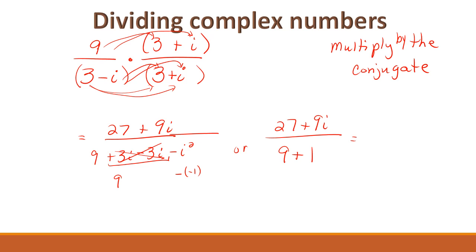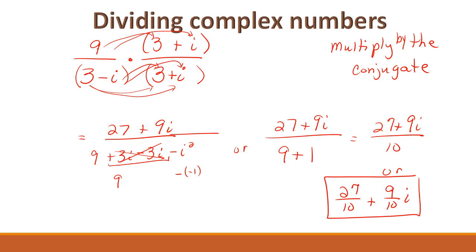Now this is really 27 plus 9i all over 10. To be in the proper a plus bi format, we need to separate this. So we will rewrite this as 27 tenths plus 9 tenths i. Final answer.